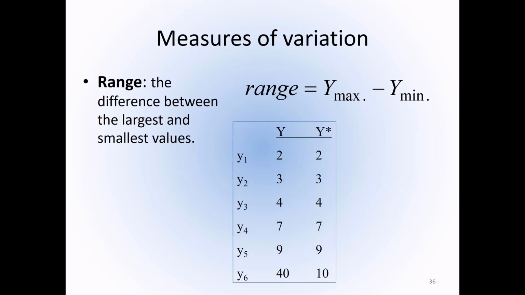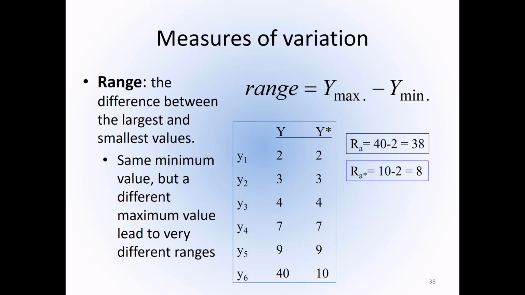So if we take our two data sets here from our abalone rings and we compare the ranges, we can see that there's quite a bit of difference between these two, because the largest value for our first data set is quite a bit larger than the second one. And so we've got the same minimum value, but the maximum value is quite a bit different.